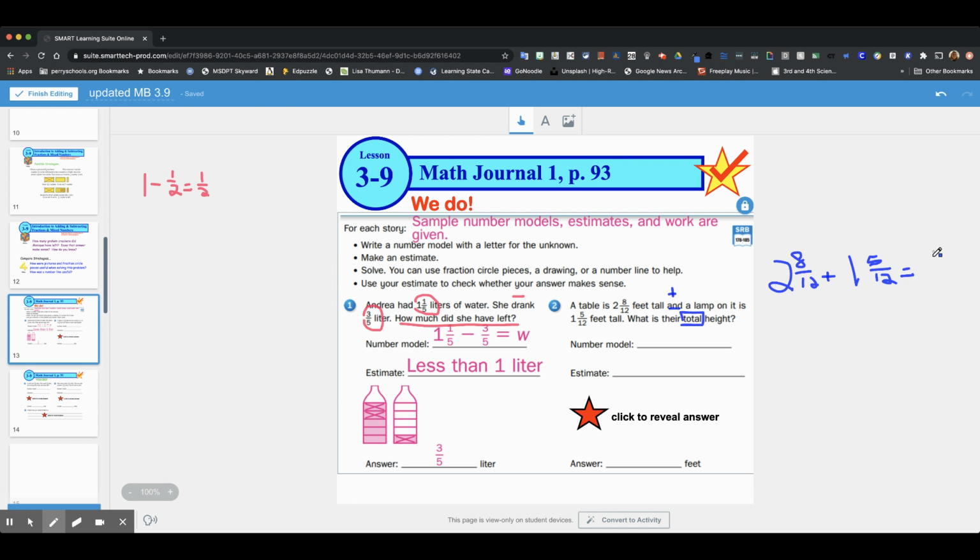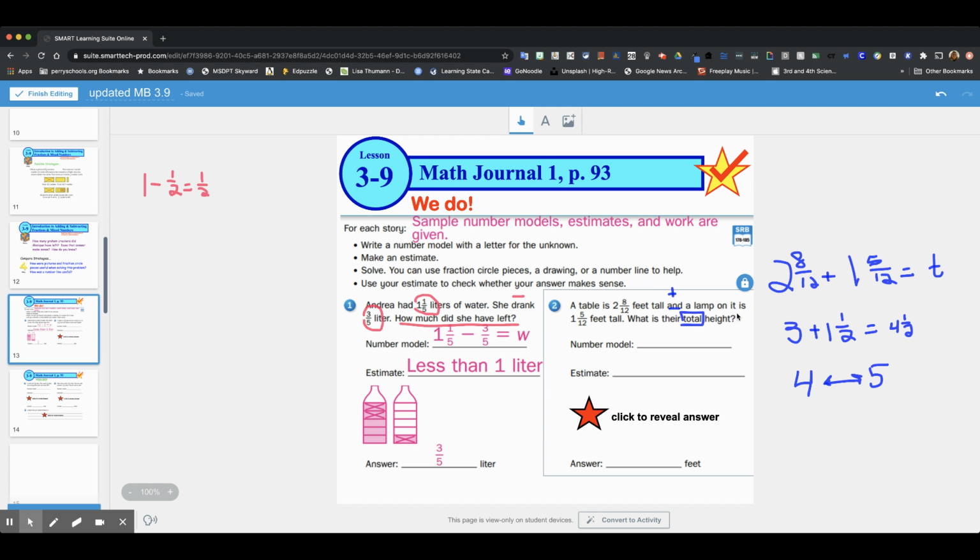I'm going to put equals T for tall. And we'll compare. And then I want to do my estimate. I'm going to look at 2 8/12. I'm going to round that up to 3. And then I'm going to do plus 1 1/2. And I'm going to get 4 1/2. So I know it's somewhere between 4 and 5. 4 and 5.